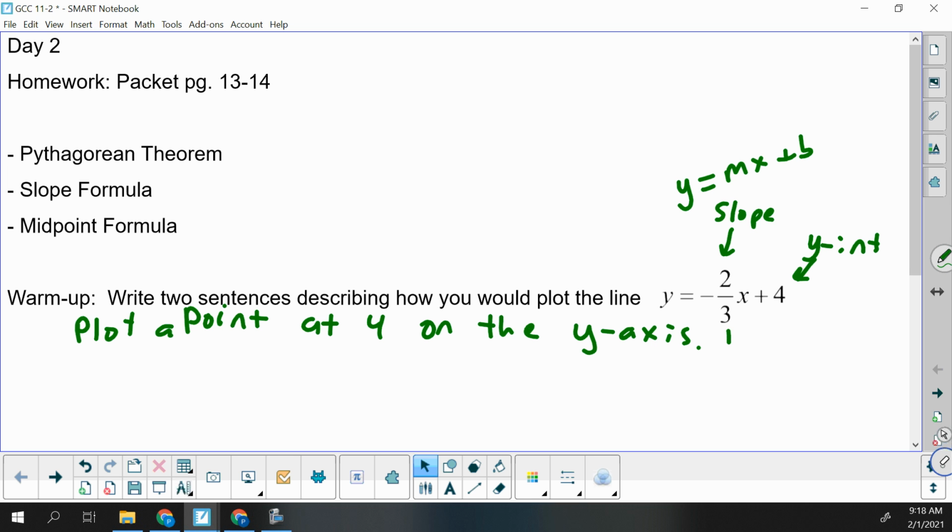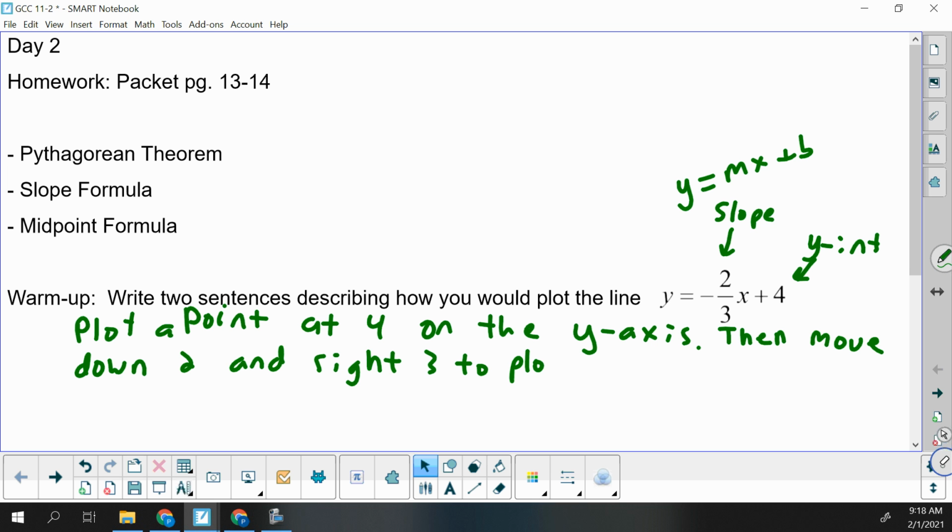Then, because it's negative, we're going to move down first. Then move down 2 and right 3 to plot the next point. Okay, and you could keep going down 2 and right 3 until you run out of space. Then you could follow the pattern going backwards if you have room.